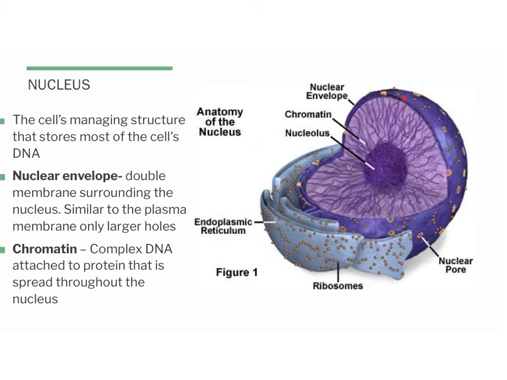First of all, we're going to talk about the nuclear envelope. This is just a double membrane on the outside of the nucleus. It is very similar to the plasma membrane, except the holes here are much larger than they are in the plasma membrane. So that allows larger substances to move in and out of the nucleus, such as chromatin. Chromatin is the complex DNA that attaches to proteins, and then that gets spread out throughout the nucleus. So this is the chromatin.